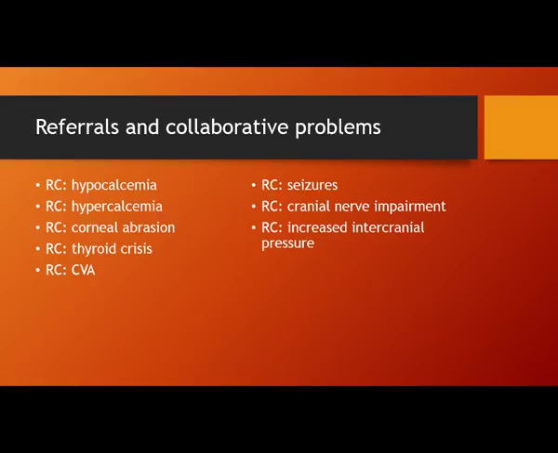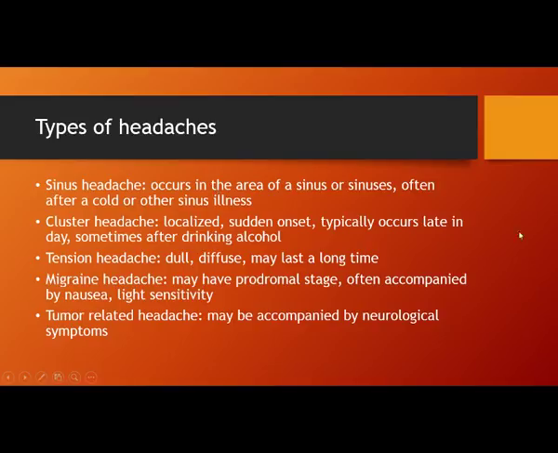Risk of complications for increased intracranial pressure. When we get to the chapter on neuro, we'll see more about increased intracranial pressure, but that is another thing that's a medical emergency. And at the beginning of the chapter, we talked about headaches. So there are various types of headaches, and some of them are here.